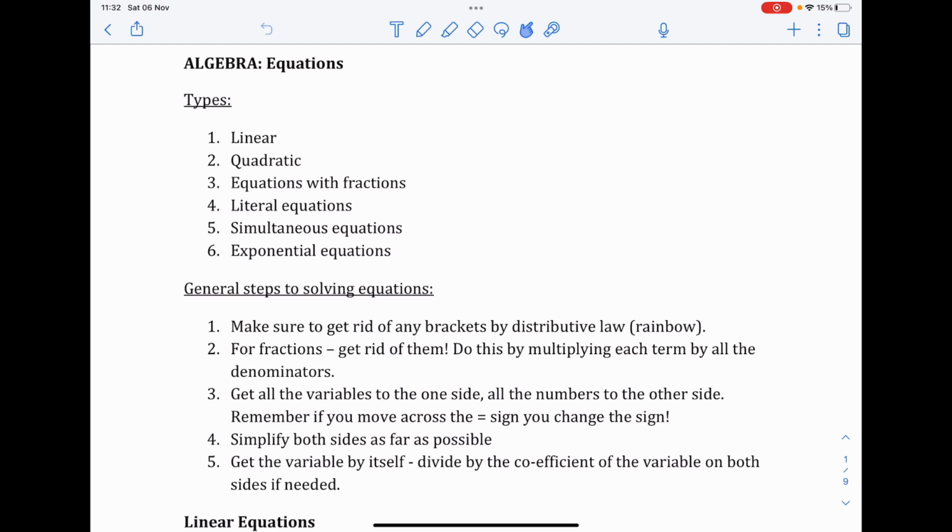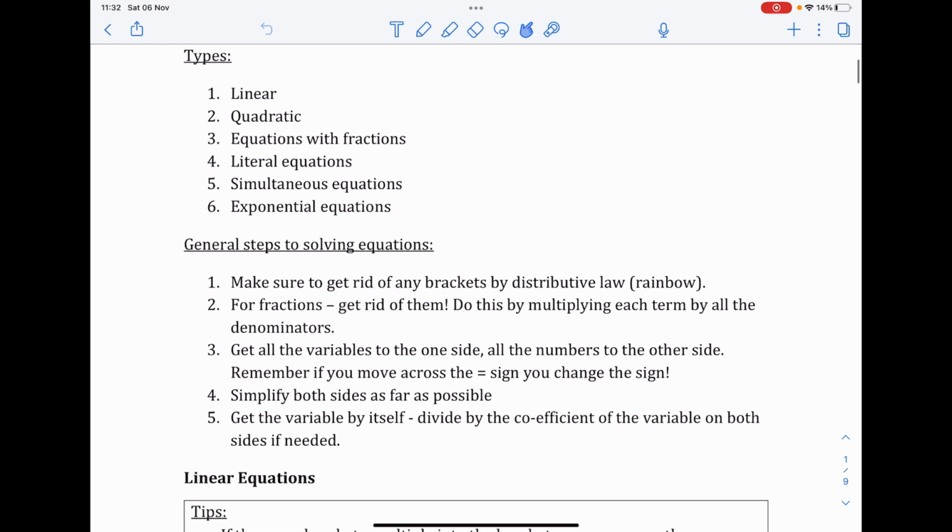Here is a video for grade 10 equations. So I've broken it down into the 6 types of equations that you can get. So the first type, linear, then quadratic equations with fractions, literal equations, simultaneous equations, and exponential equations. And I'll go through each one separately.